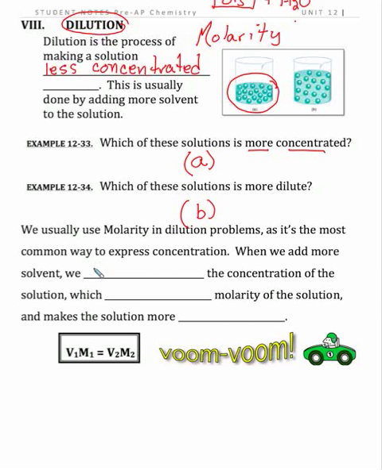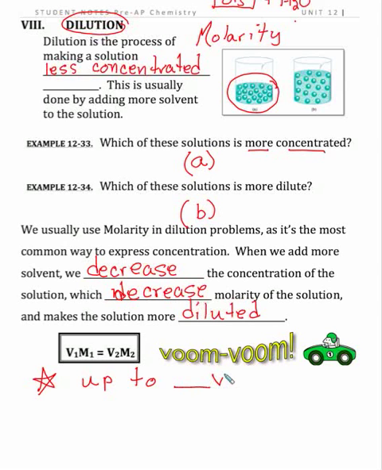Okay, when we add solvent, we decrease the concentration, and we'll be focusing on molarity. So that means we're going to decrease the molarity of the solution and make the solution more diluted. Now, the key here on these is looking at some words about the volume. You'll see volume given up to a given volume, or you will see added a given volume. So you have to be careful in order to find V2.